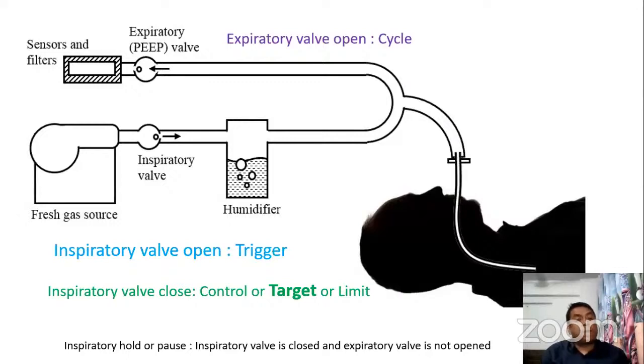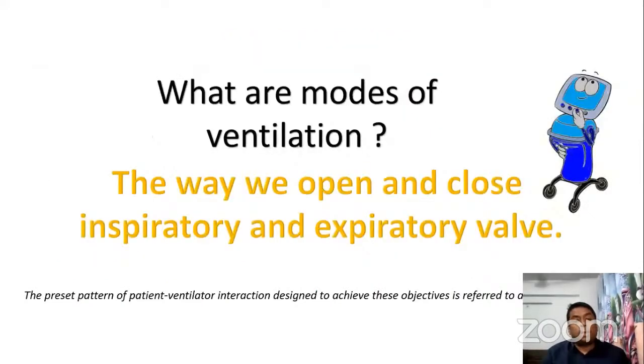The expiratory valve can be opened either by time or by change of flow. When it is opened by time, we call it time cycle, and when it is opened by flow, we call it flow cycle. Sometimes the inspiratory valve is closed and the expiratory valve is yet to open. This period of inspiration is called inspiratory hold or pause, and this is helpful for better oxygenation. So modes of ventilator are actually the way we open and close the inspiratory or expiratory valve.